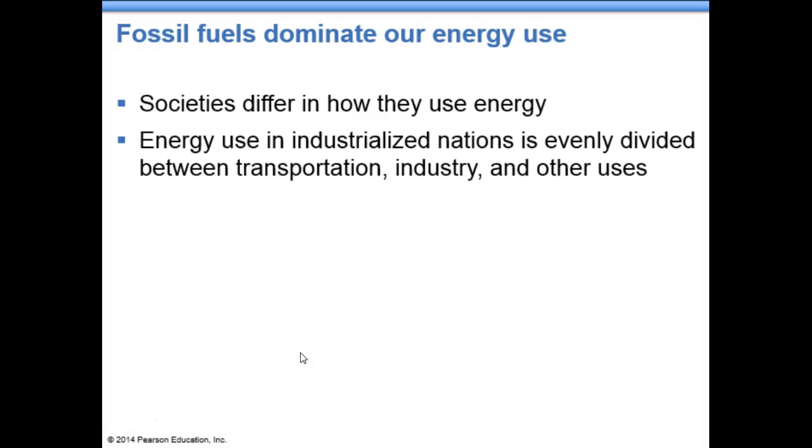Societies really differ in the way that they use their energy. If we consider industrialized nations, they apportion roughly 1/3 of their energy to transportation, about 1/3 to industry, and about 1/3 to all other uses. In industrializing nations or developing countries, they devote most of their energy to subsistence activities such as agriculture, food preparation, and some home heating. Much less is used on transportation. In developing countries, they often rely on manual and animal energy sources instead of automated ones.